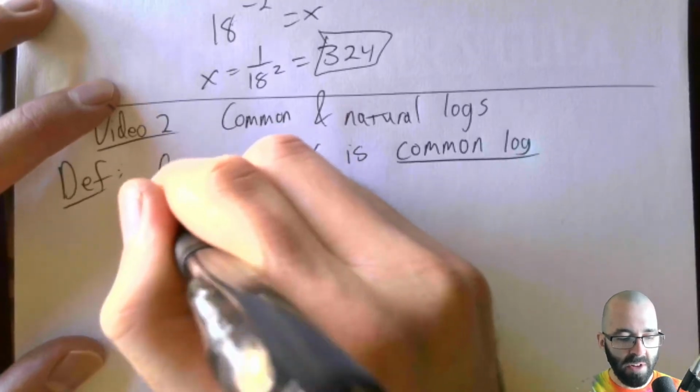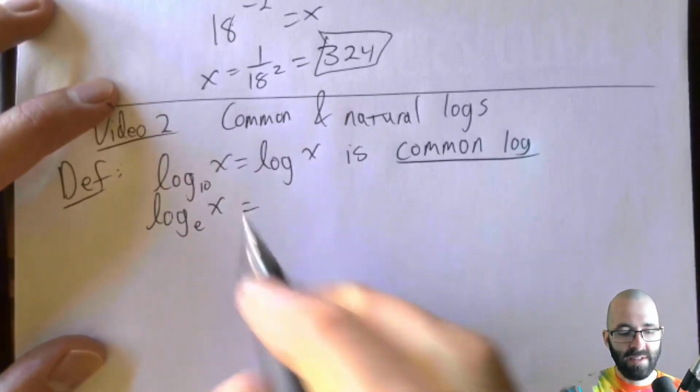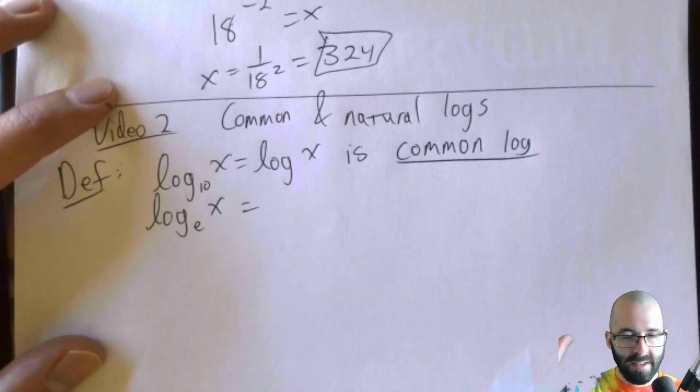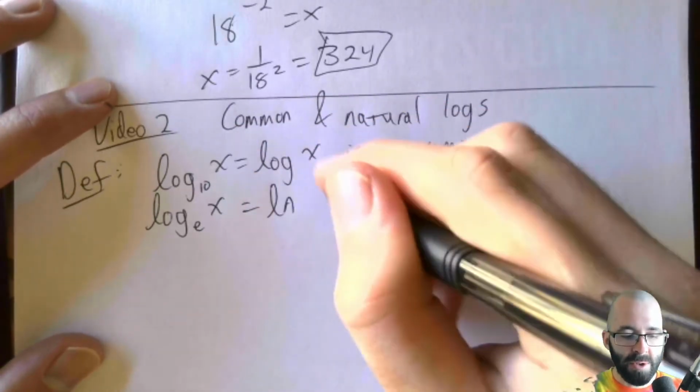And then we have a similar one for log base e, because Euler's number e, 2.718, etc., is very, very common. It pops up everywhere. We call that the natural log.